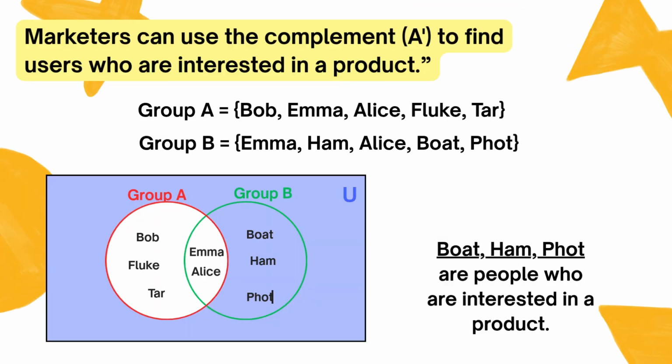Last example, let's see how marketers can use the complement to find users who are interested in a product. Group A represents people who are already interested in a product. We can use set A complement to find people who are not interested. So, we get all people that are not in Group A.